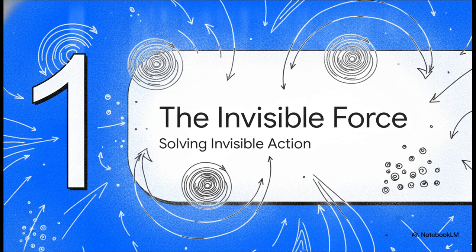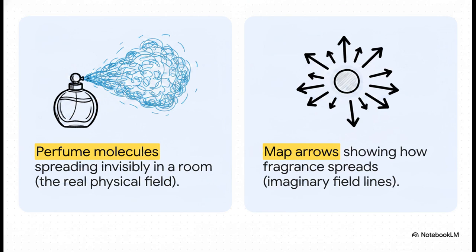All right, part 1. The invisible force, solving action at a distance. To really crack this whole action at a distance mystery, we have to understand that the space around a charged object isn't empty at all. It's a real, physical region of influence. To wrap our heads around this, let's use an everyday analogy.